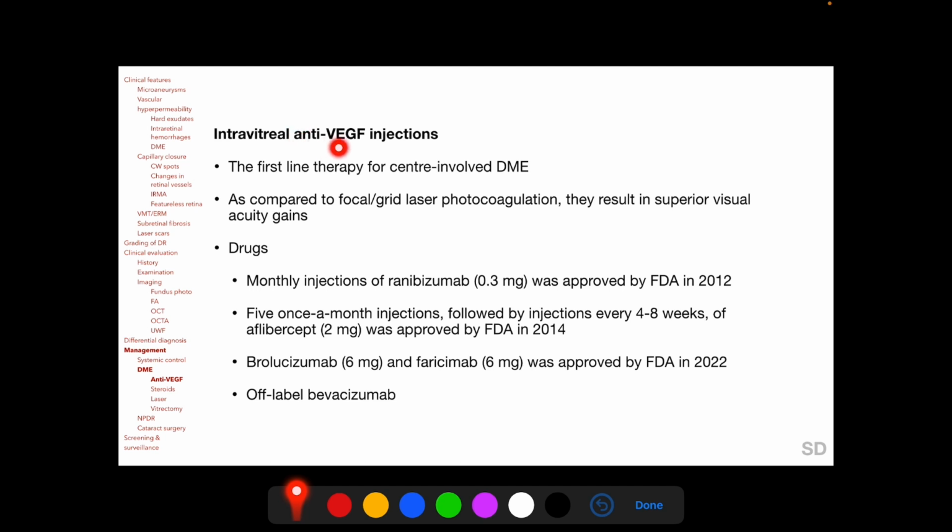Intravitreal anti-VEGF injection is currently the first-line therapy for center-involved diabetic macular edema. This is because, as compared to focal or grid laser photocoagulation, which was the first-line therapy for diabetic macular edema prior to the advent of anti-VEGF injections, anti-VEGF injections result in superior visual acuity gains, and anti-VEGF drugs approved by FDA for this purpose include ranibizumab, aflibercept, brolucizumab, and faricimab. Off-label bevacizumab injections are also used to treat DME. Off-label meaning that the drug has not yet been approved by FDA for use in this indication.